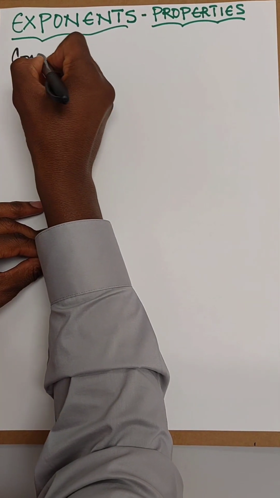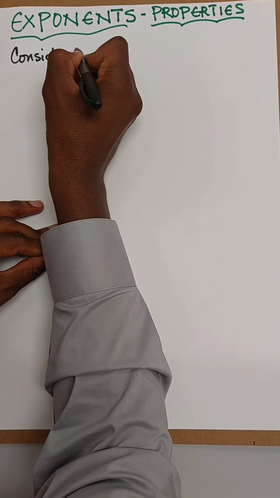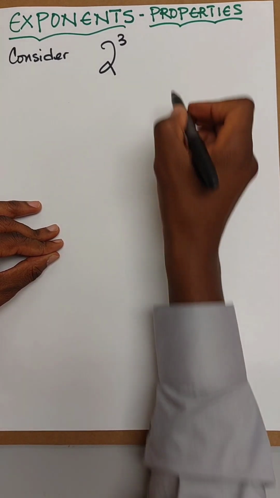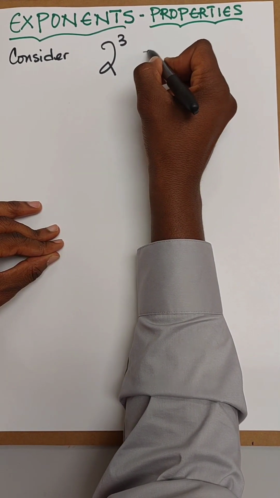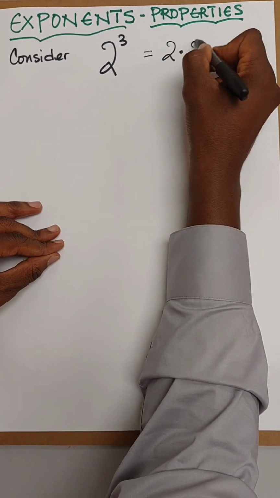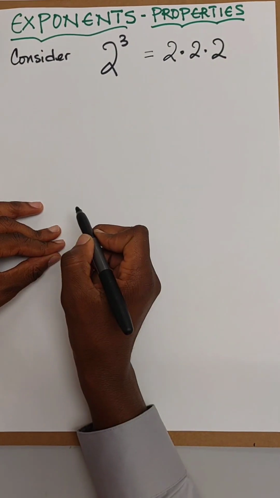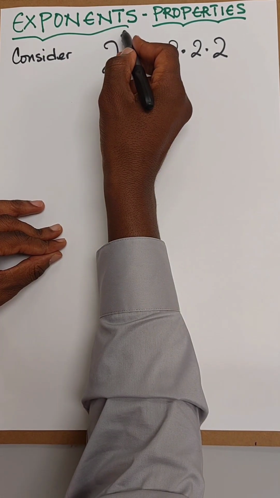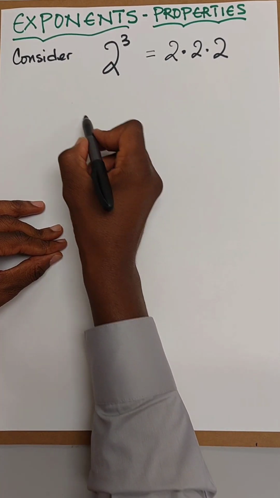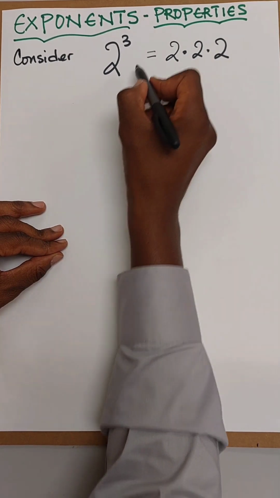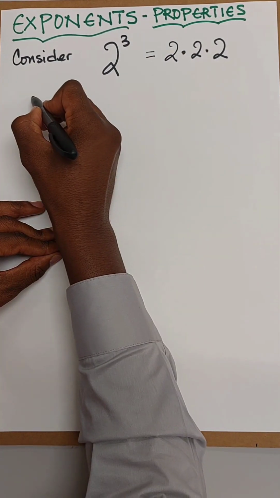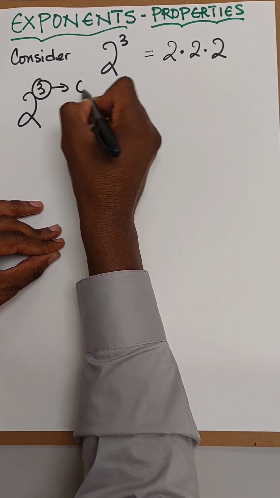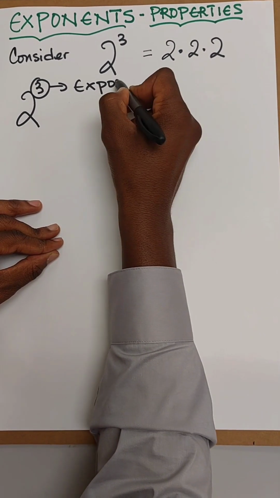Consider a number written like 2 to the third. 2 to the third means 2 times 2 times 2. I am multiplying 2 by itself 3 times. So this 3 that is right on the shoulder of this big 2 is called the exponent. If I write 2 to the third, this 3 is what gives the name exponent.